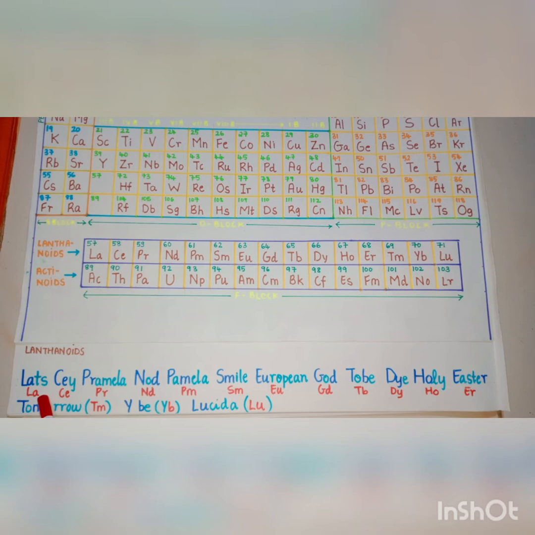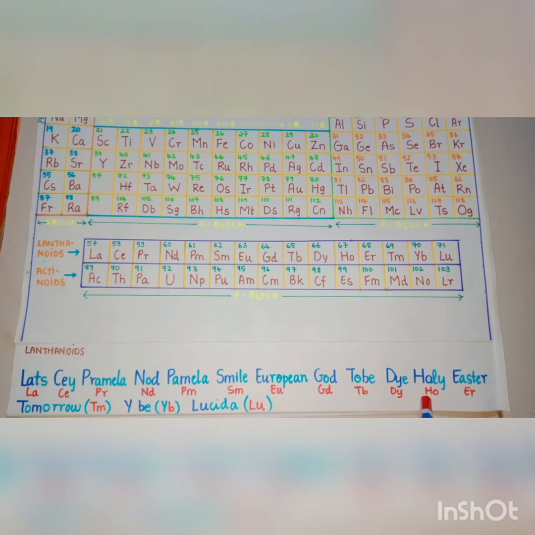In which La in Lats stands for lanthanum, Ce in Se stands for cerium, Pr in Pramila stands for praseodymium, Nd in Nod stands for neodymium, Pm in Pamela stands for promethium, Sm in smile stands for samarium, Eu in European stands for europium, Gd in god stands for gadolinium, Tb in 2b stands for terbium, and Dy in di stands for dysprosium.